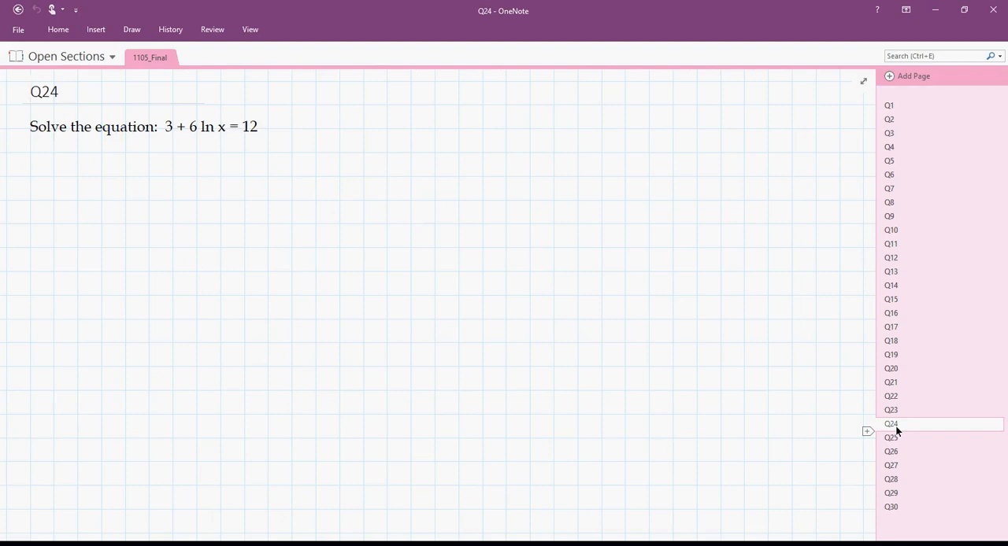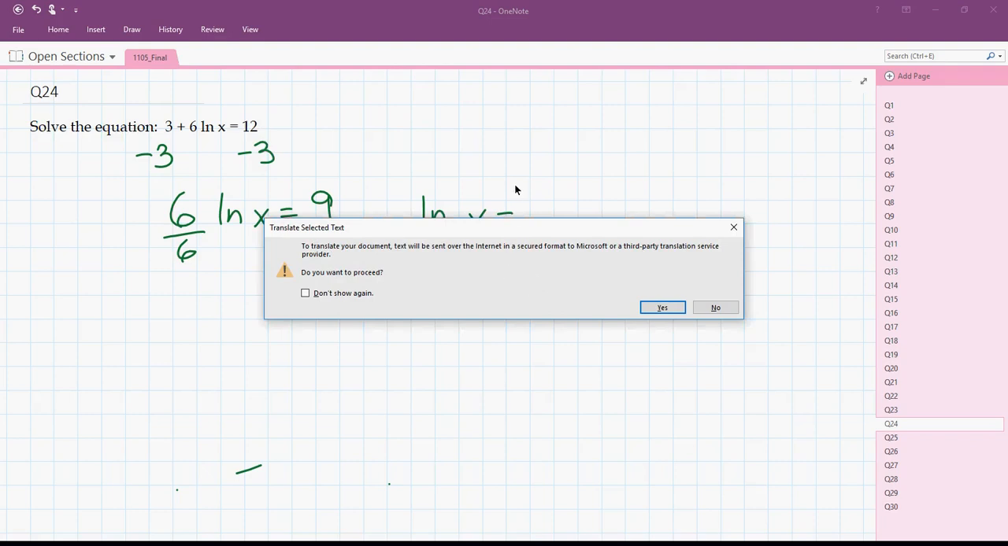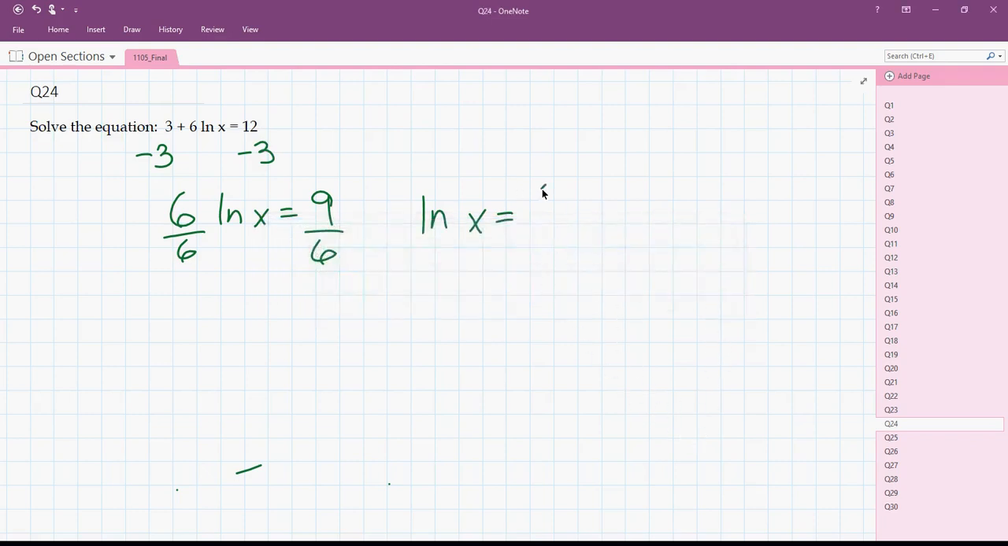So if we were going to solve this equation, what we're going to wind up doing is trying to isolate all our exponents on one side and numbers on the other. So I'm going to subtract 3 from both sides, and we're left with 6 ln of x is equal to 9. To further isolate that, I'm going to divide both sides by 6, which leaves me ln of x is equal to 3 over 2.